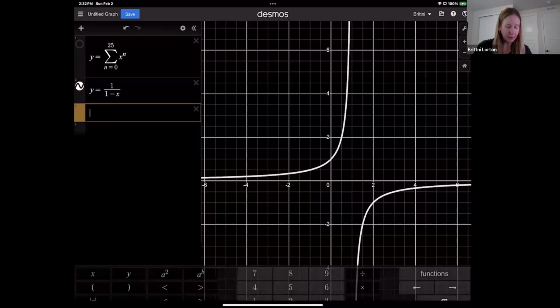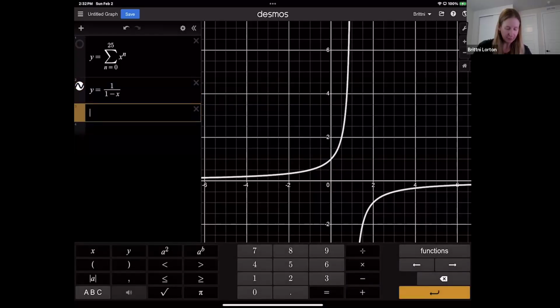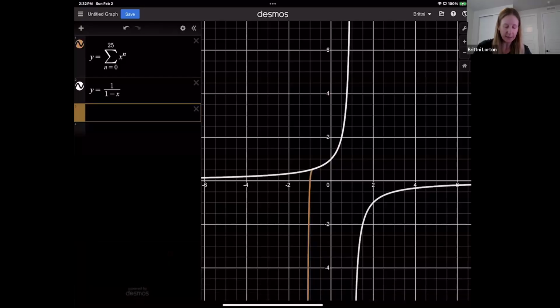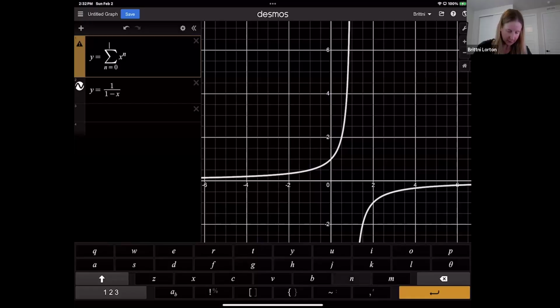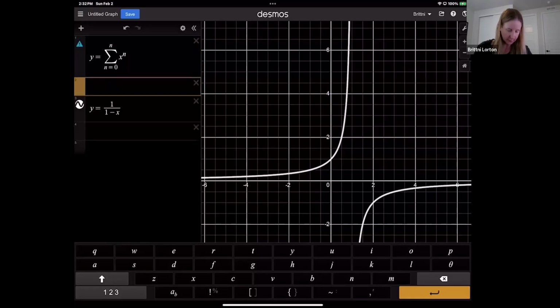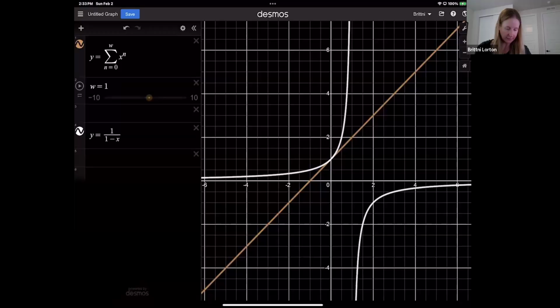And then I'm going to graph the geometric power series, which is the sum from n equals 0 to infinity of x to the n. Now, if it were at 25, looks like that's what I got. Let me make that n, shall we? Oh, it doesn't let you do a slider. Let's do W. There we go. We'll add a slider. Sorry about that. The website wasn't working.